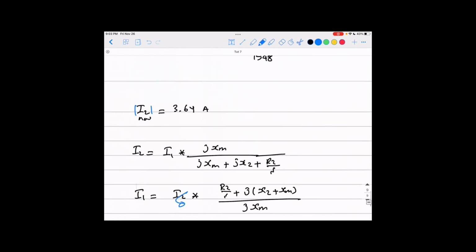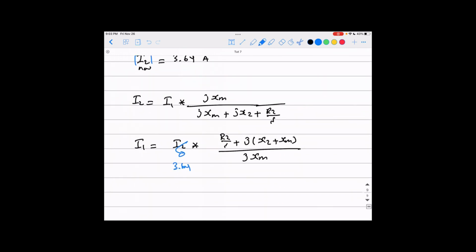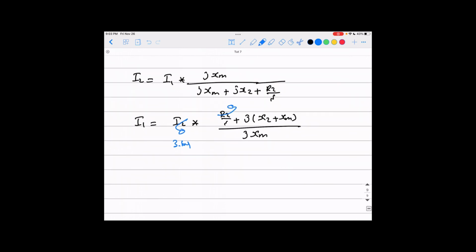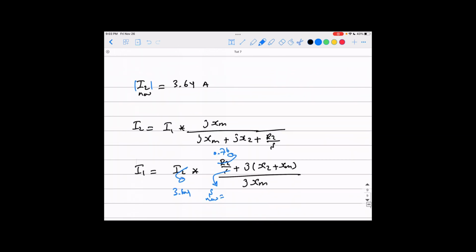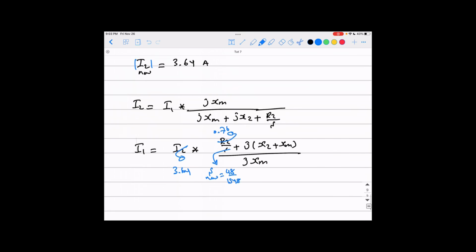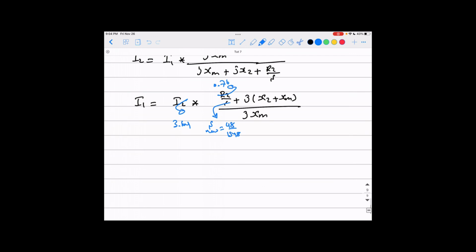I2 we have already found, 3.64. R2 is already given and it's not changing, 0.76. The slip is the new slip you just found, 48 over 1548. So what you need to find is X2 and XM. Those are given at the beginning, yes?